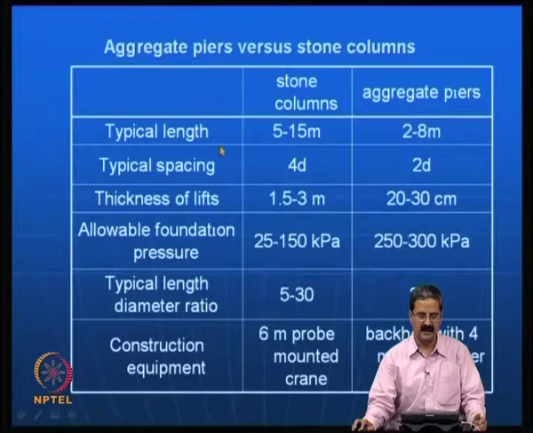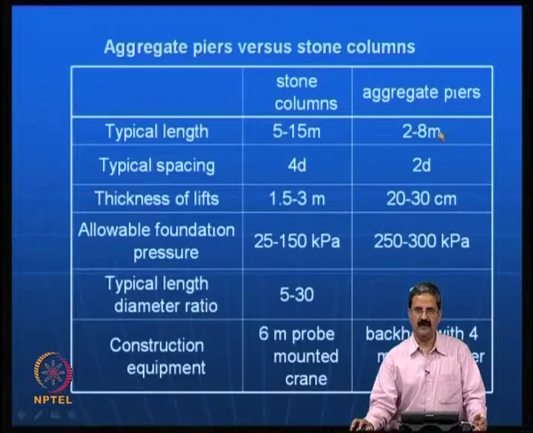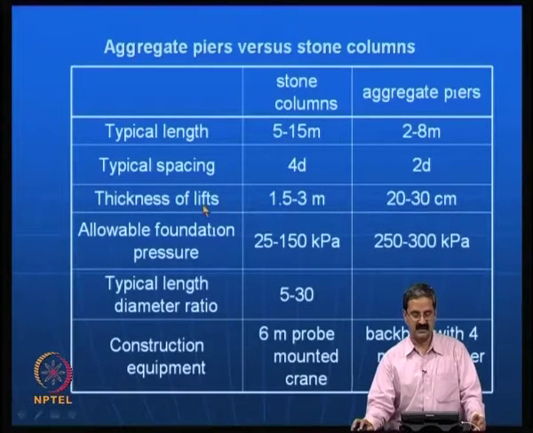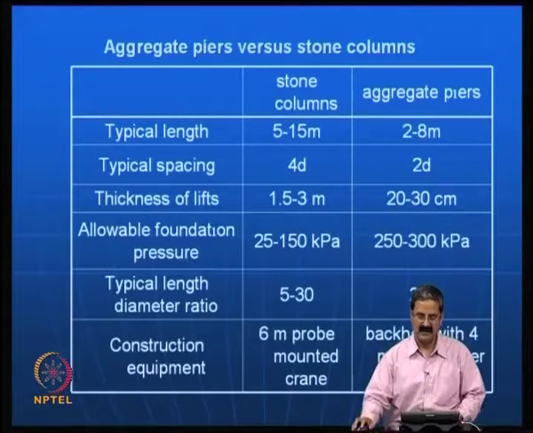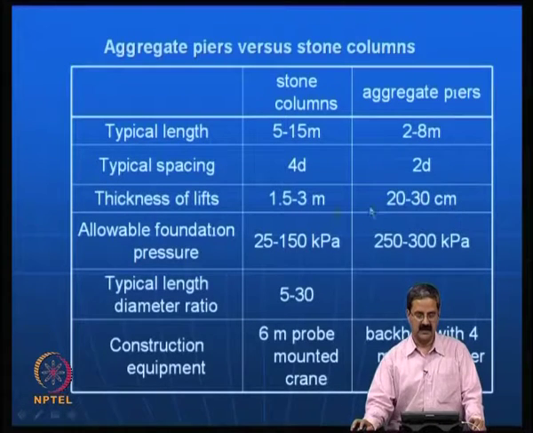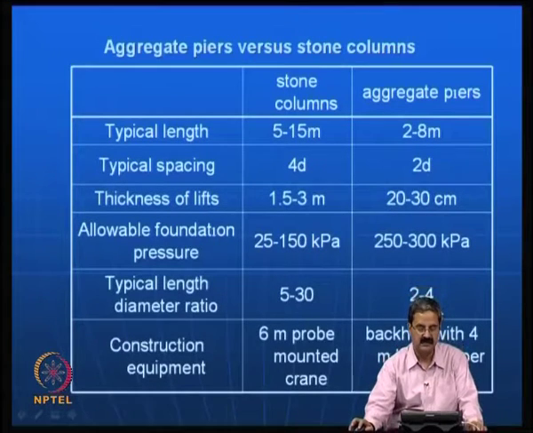You can see that the typical length is about 5 to 15 meters in the case of stone columns, whereas about 2 to 8 meters in the case of aggregate piers. Typical spacing is 4D here, and 2D here. The thickness of the lifts in stone columns can be 1 to 1.3 meters, whereas here about 20 to 30 centimeters. Allowable foundation pressure, you can get 25 to 150 kPa, here you can go much higher, and the typical length to diameter ratio is 5 to 30, and 2 to 4 here.